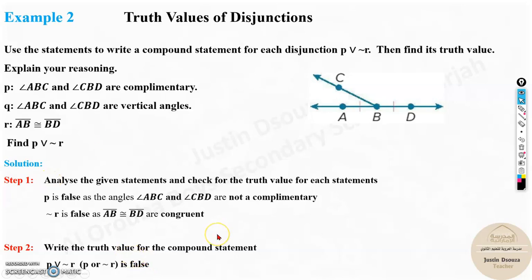If you're getting confused, go back to the previous video. Over there, we saw the truth table for disjunction, conjunction, negation. That is very important. If you remember that table, then all these problems are very easy.